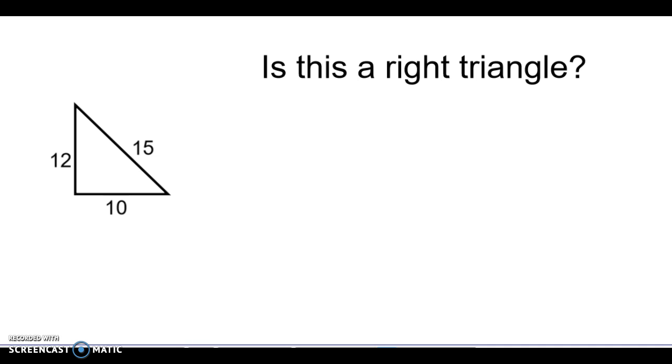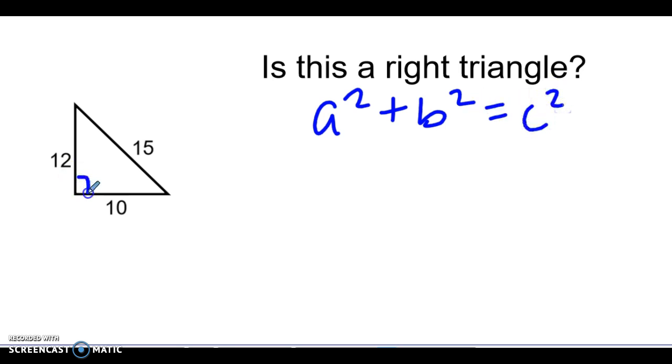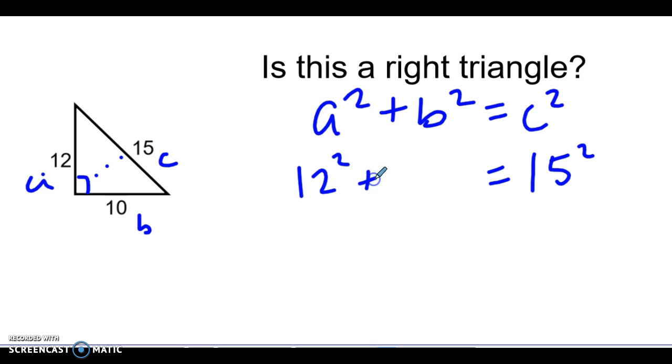Okay, so we have to prove if this is a right triangle or not. And the way we're going to do that is to see if the Pythagorean theorem is true. So first thing, as always, establish your right angle. Figure out which side is C. So this is going to be 15 squared here. And then plug in an A and a B. It doesn't matter which one's which. 12 squared plus 10 squared.